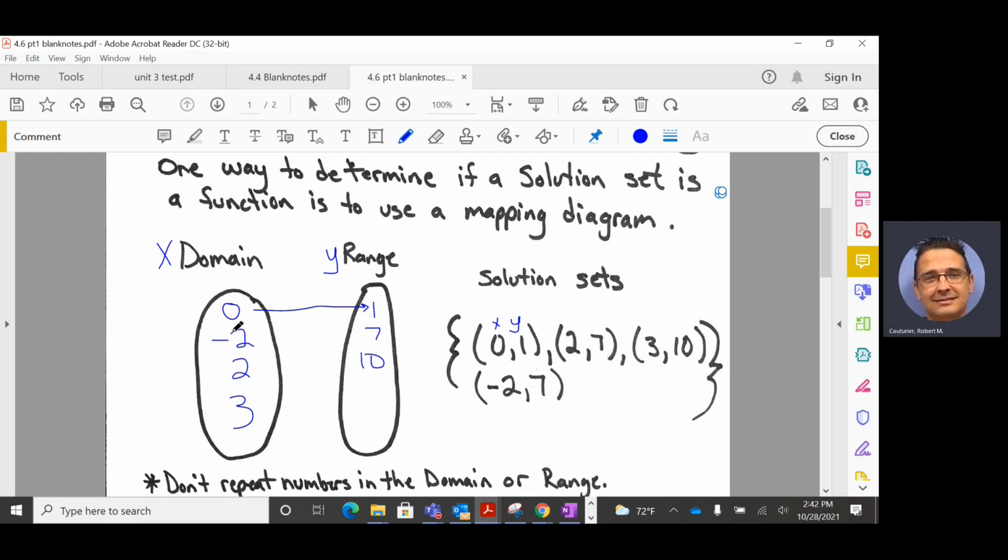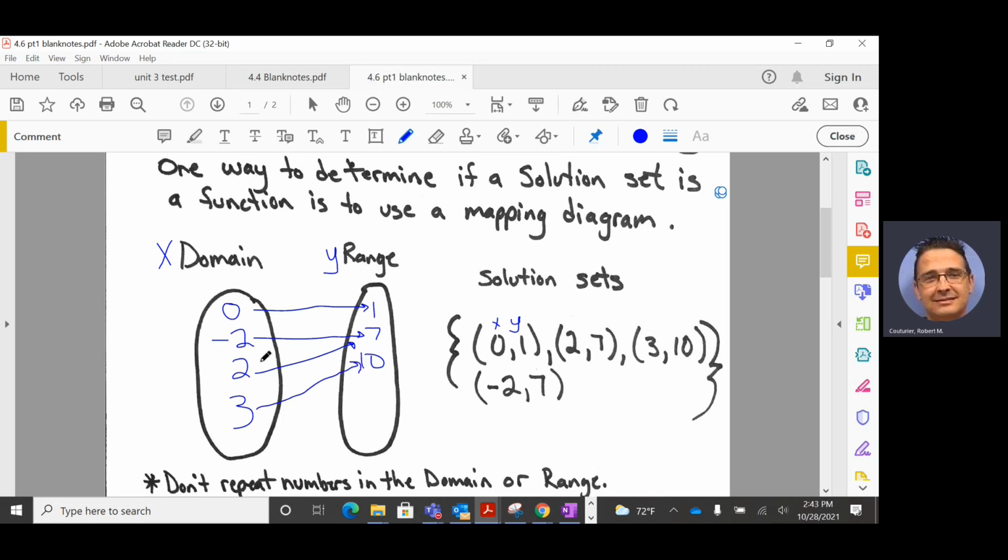And then we look at the next number, -2. Well, -2 maps over to 7. And we had a +2. Okay, that's this coordinate where x is 2. It maps from 2 to 7. And then we had a 3. Where x is 3, its y coordinate is 10. So it maps from 3 to 10.